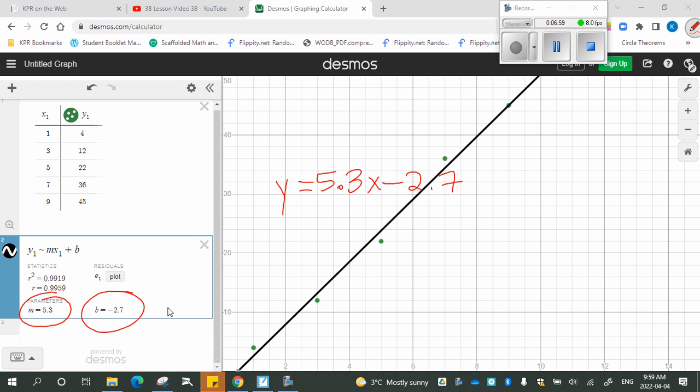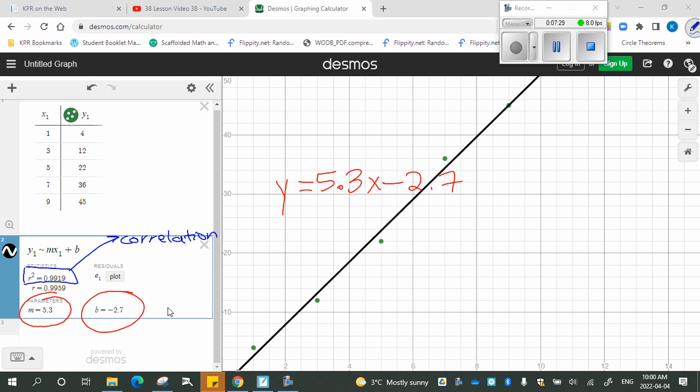This thing called r squared here is called the correlation coefficient. 1 is the strongest possible correlation. That means they're 100% correlated. So how strong is our correlation? 0.9919, really strong. This is a strong positive correlation. Okay? Highest you can get is 1, and we've got 0.9919.